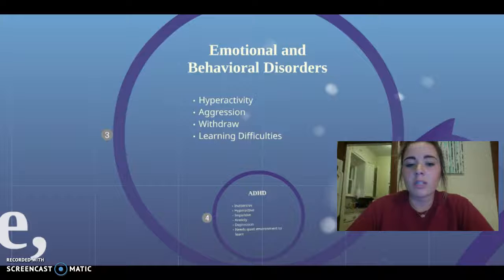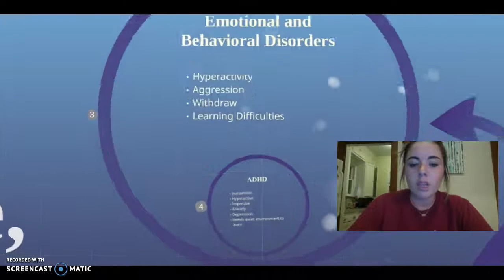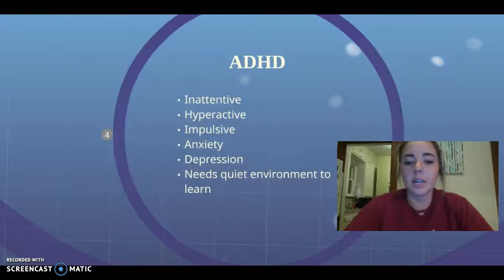And also along with this, they have learning difficulties. They really struggle if they don't understand something. They really get emotional about it, and they don't get why they cannot understand what is being taught in the classroom. The next one is ADHD.